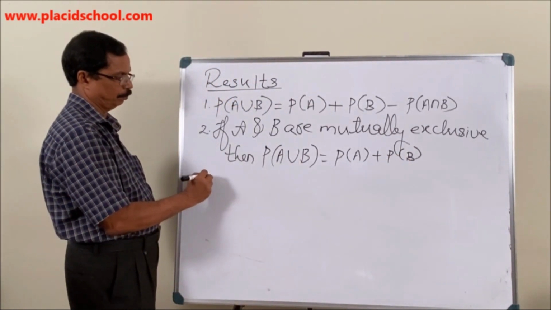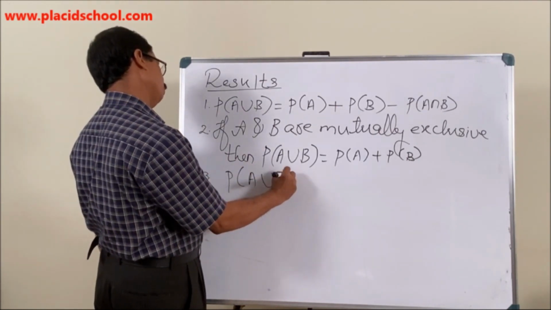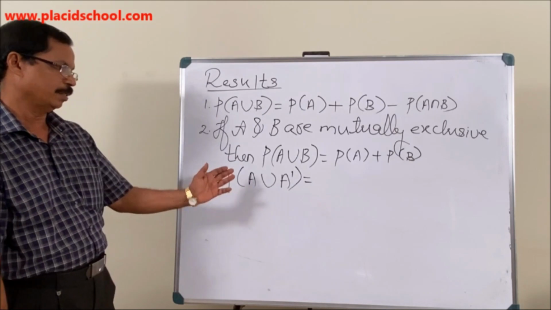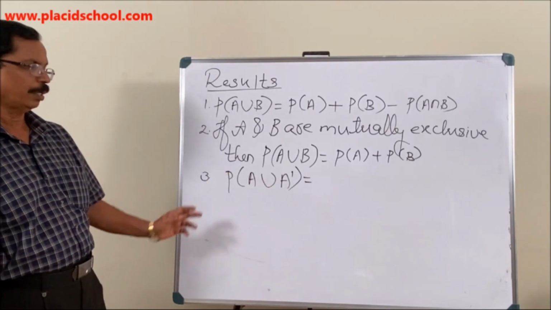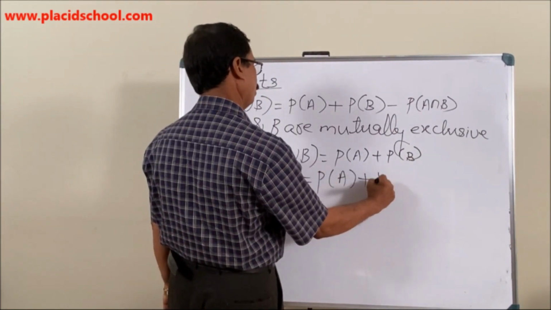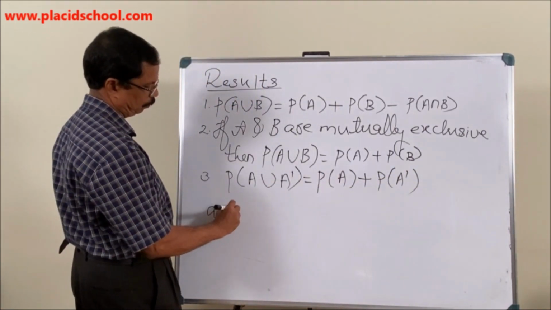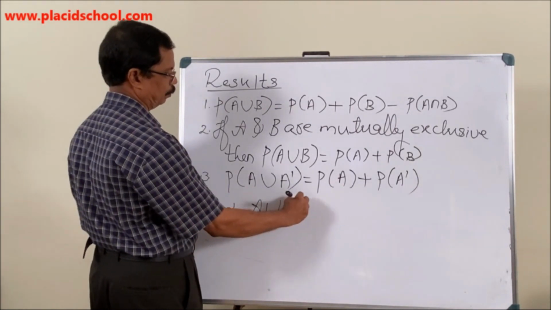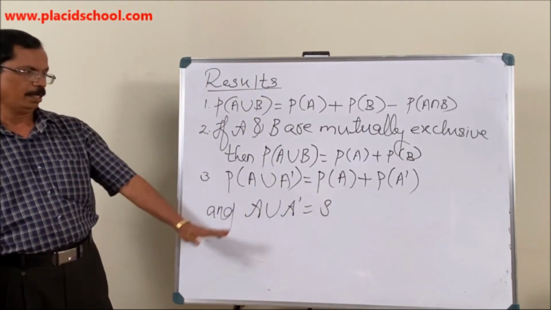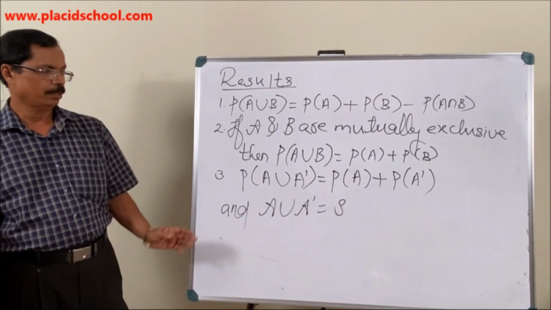Then third one, it is probability of A union A dash, where A dash is the complement of A. Then you know that A intersection A dash is null set and they are mutually exclusive, so we can write P of A union A dash is equal to P of A plus P of A dash. And A union A dash is equal to S, because A is a subset of S and A dash is the complement of A. So we get S is equal to A union A dash.